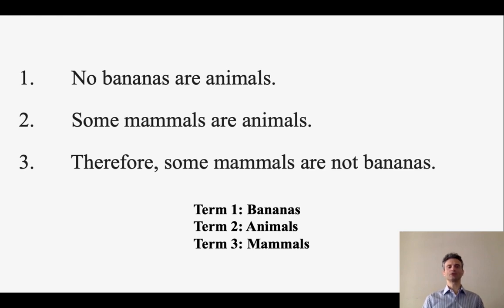Notice that the first premise is an E form, no S are P. No bananas are animals. The second premise is an I form, some S are P. And the conclusion is an O form, some S are not P.